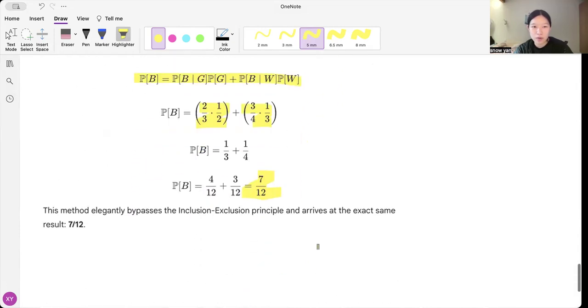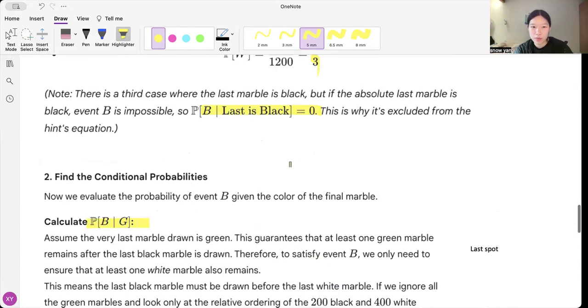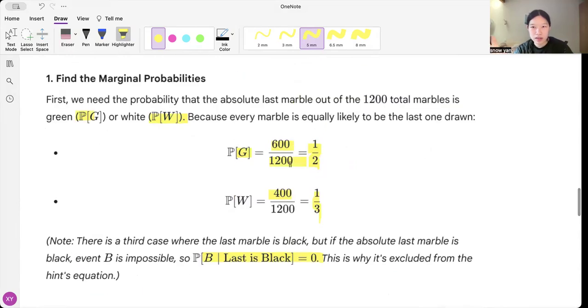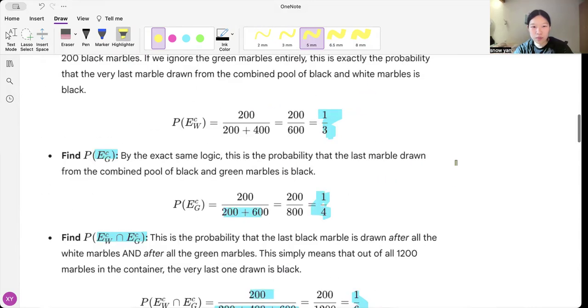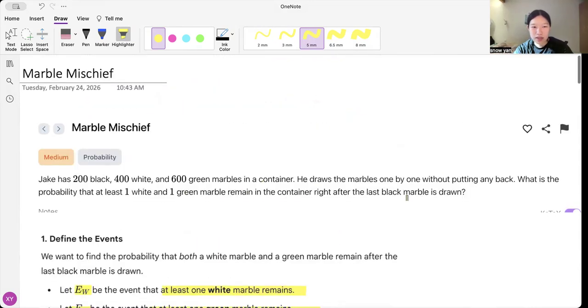I think this is probably the best approach for this problem because it's pretty nice and relatively easy to calculate the probability. The major takeaway from this problem, no matter which approach you take, is that you ignore the irrelevant marbles. Okay, let's end off here.